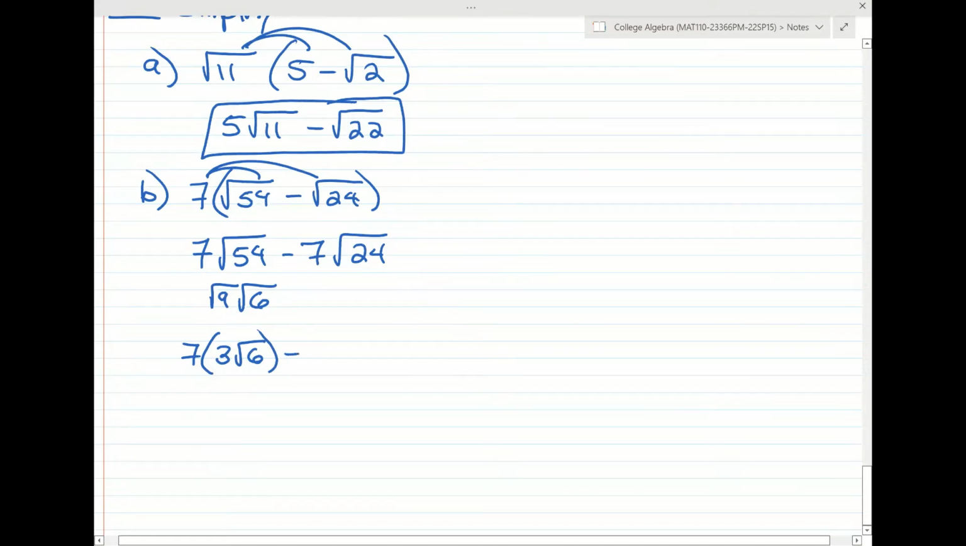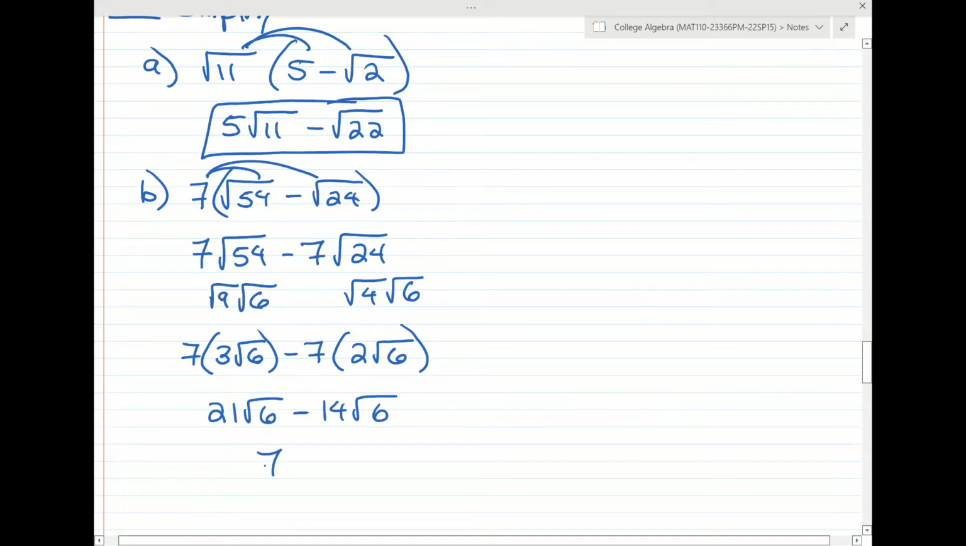What about 24? What's the biggest perfect square that goes into 24? 4, right? So the square root of 24 is the square root of 4 times the square root of 6 then. Or we'd have minus 7 times 2 root 6. 21 root 6 minus 14 root 6 gives us 7 root 6. That would be fully simplified.